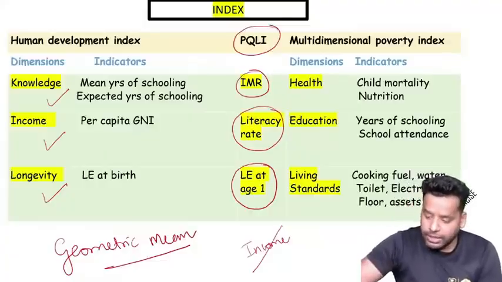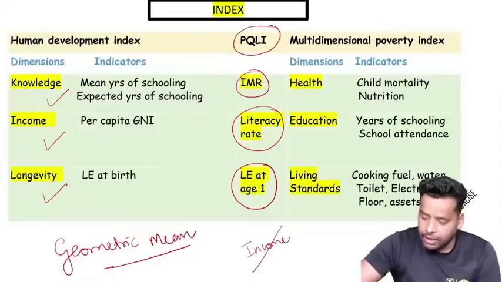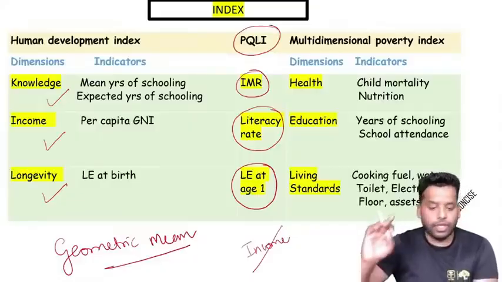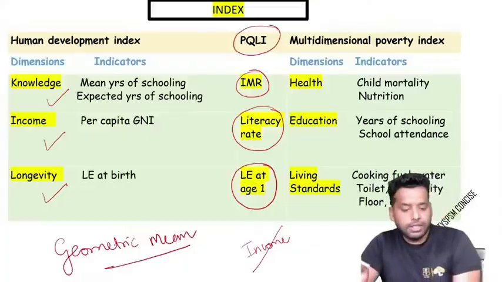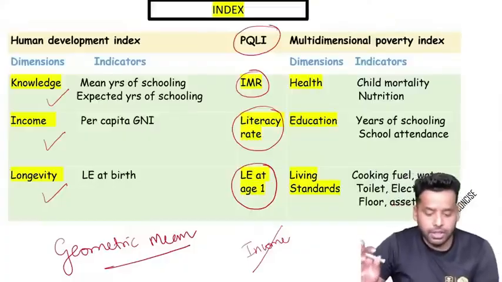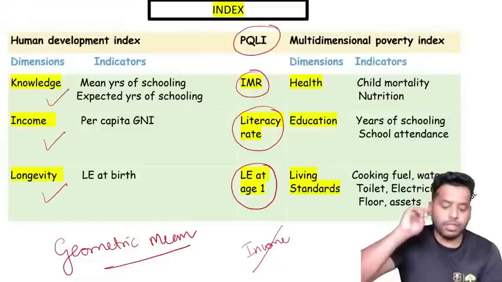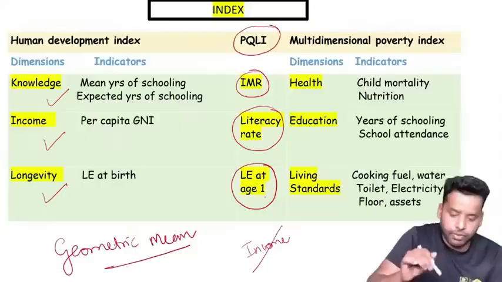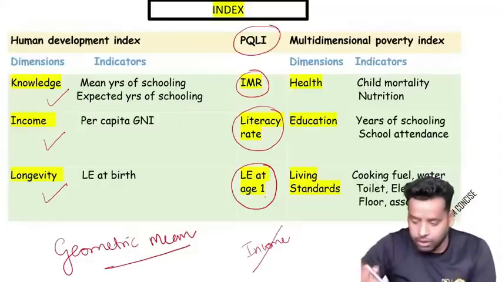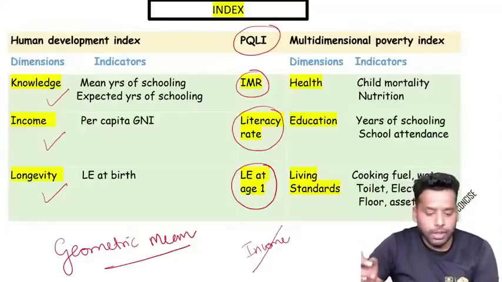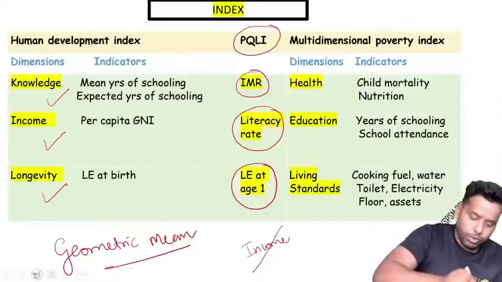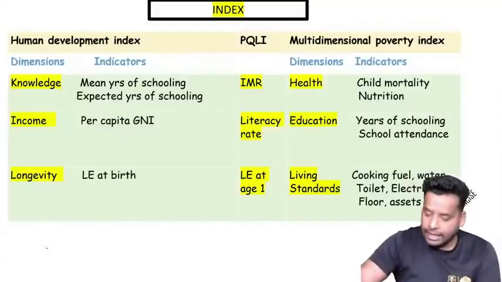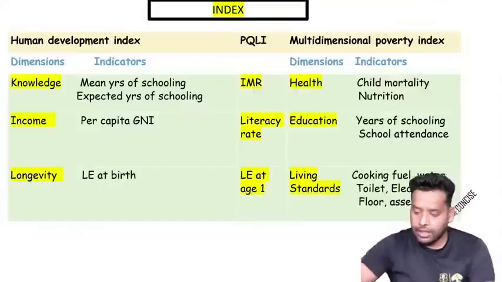So the mnemonic is ILL. Infant mortality rate, literacy rate, and life expectancy from age 1. Because IMR is given separate importance, the life expectancy we count will start from age 1, and based on that we calculate PQLI. So what is the mnemonic for HDI? Kill. Then comes ill. Kill ill.